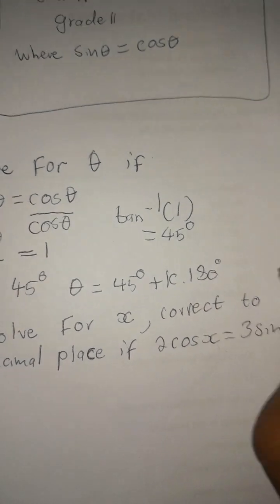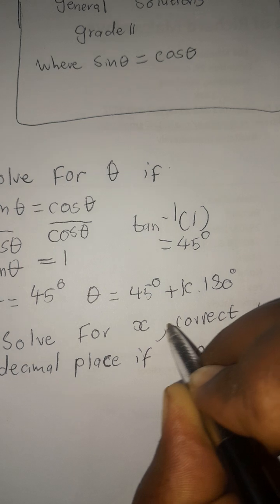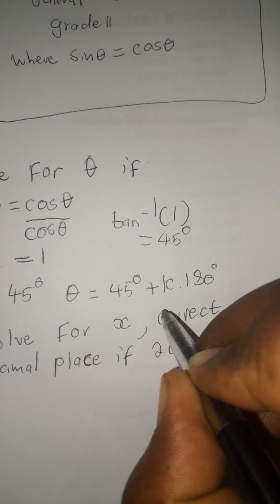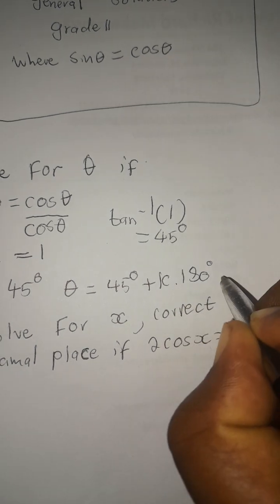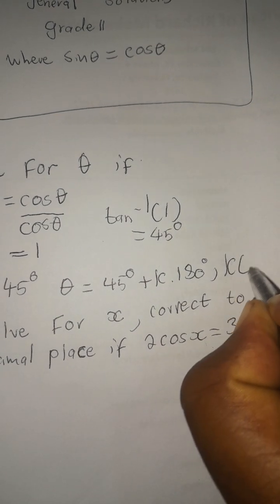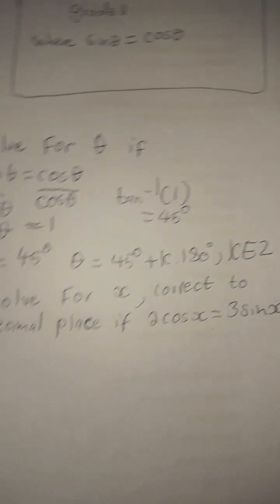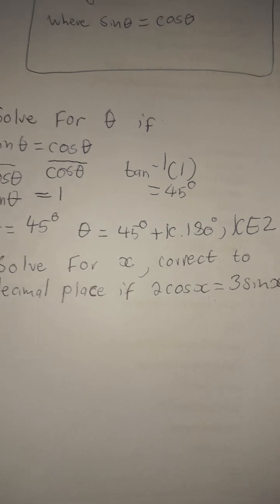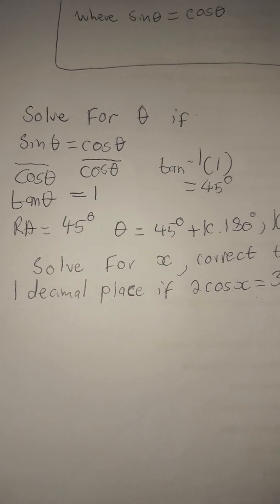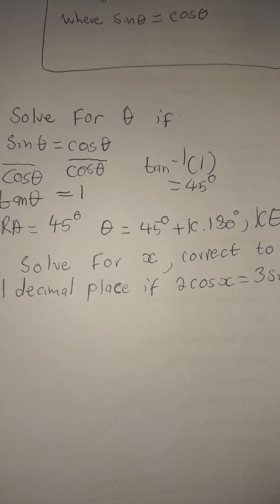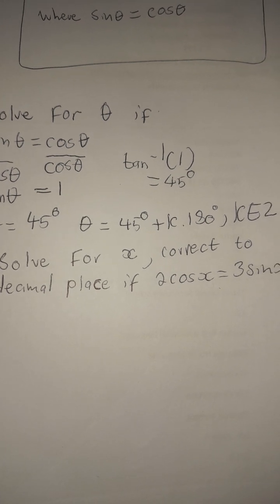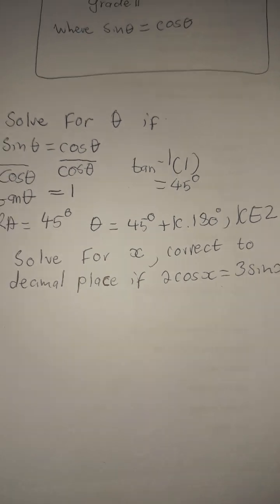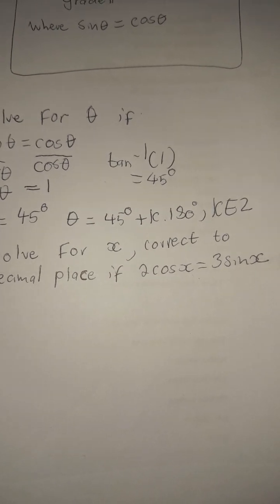Sorry for the background noise. That will be 45 degrees plus 180 times k, so don't forget to write k. It's an element of integers. So that will be the concluding part on number 1. I hope, guys, you have seen what is happening here. You just have to learn and put that in your mind.